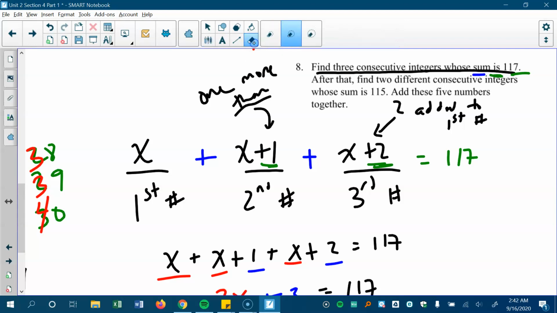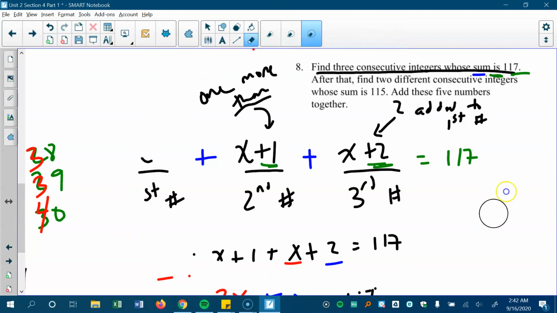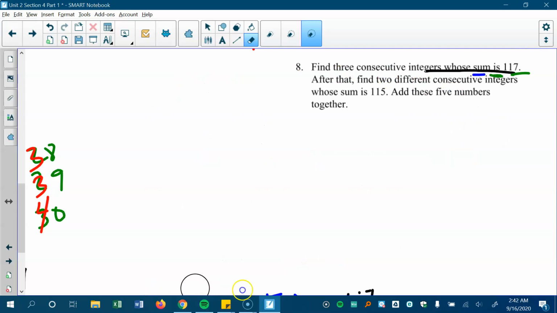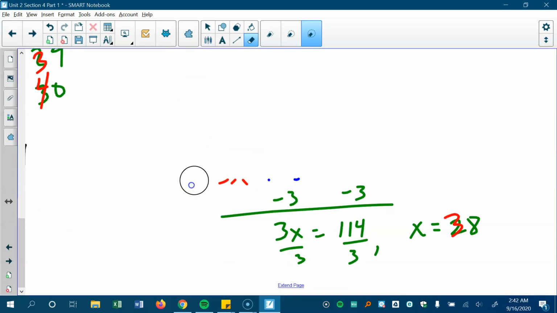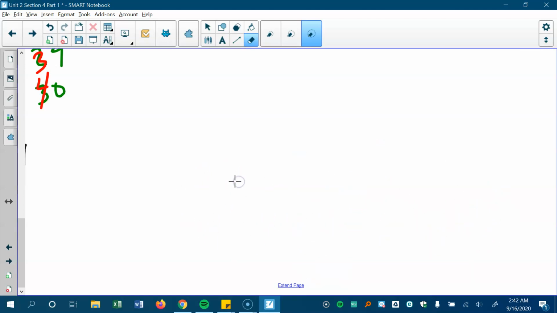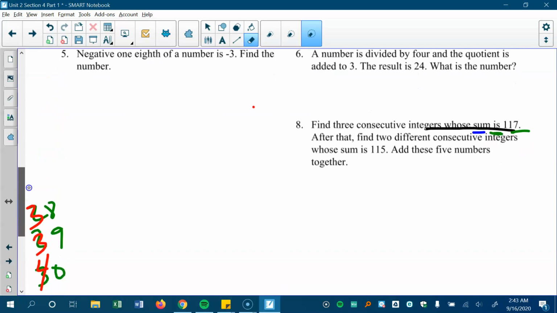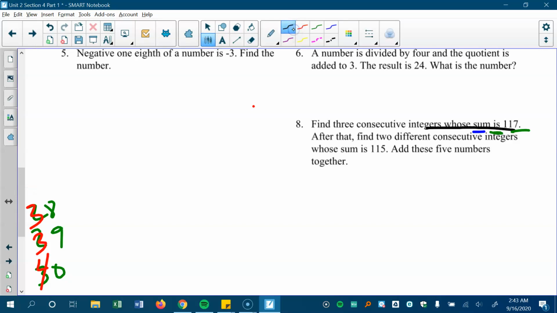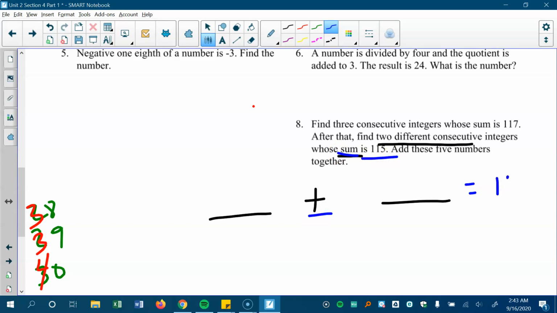Now we're going to erase all this and we have to do the second part of the problem. So it's a long problem. Okay, but I did do all the work for the first half though, so that's good. So for the second half, it says the difference of two numbers. Find two different consecutive numbers whose sum is 115. So this one I'm going to use y's. Two different consecutive numbers. I'm going to erase this top part. Okay, whose sum, I'm going to add them up, is 115.